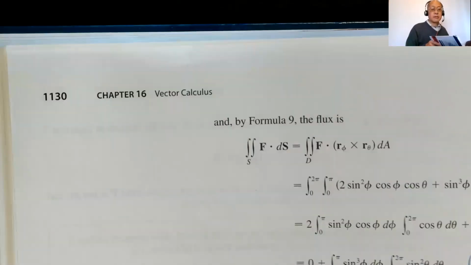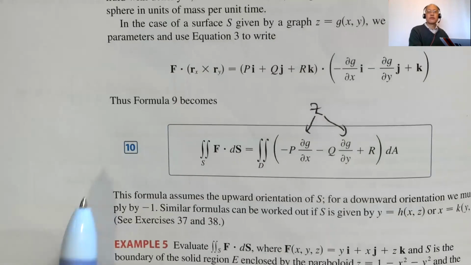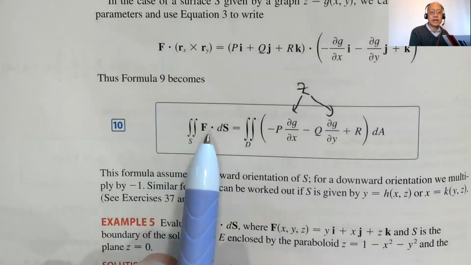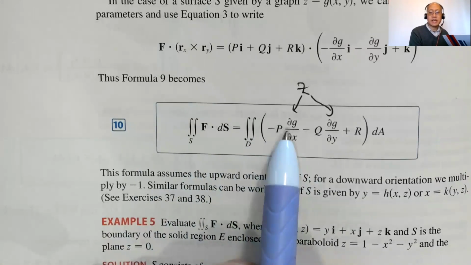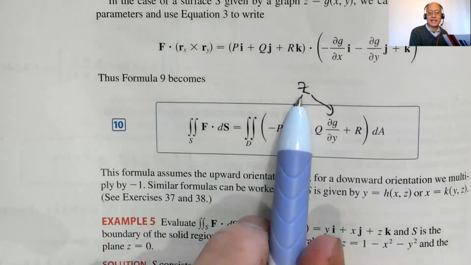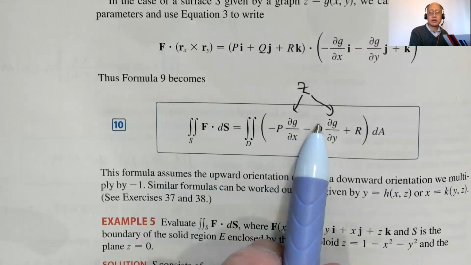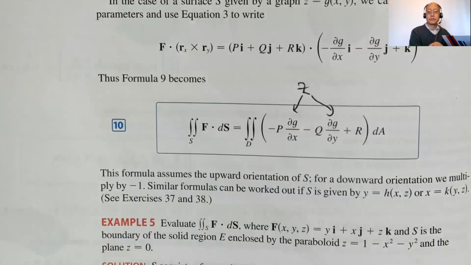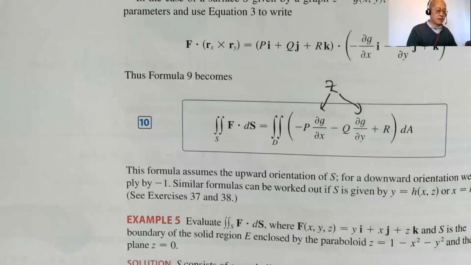All right, then page 1130. Another version for the double integral of F dot dS, the flux of F across S, is the double integral of negative P partial of G with respect to x, and don't worry about G, it's the same thing as z. You could have said the partial of z with respect to x, minus Q partial of z, or G, with respect to y, plus R dA. And again, with dA you're back in two dimensions. Normally dx dy or dy dx would be the case there.